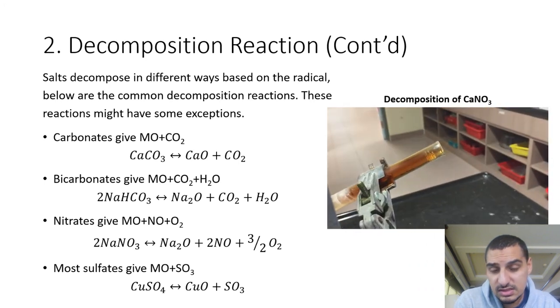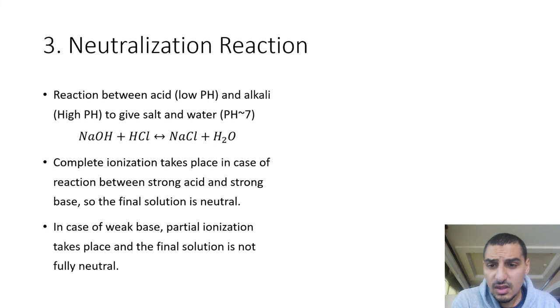So this is a nice thing to see, and this is a good way of explaining it, because other salts might not produce colorful gases. Like if you have calcium carbonate, it produces carbon dioxide, which is colorless. So you need to have a litmus paper or something that will show you that this is carbon dioxide. The third reaction is gonna be the neutralization reaction. I'm gonna keep it for the next video.